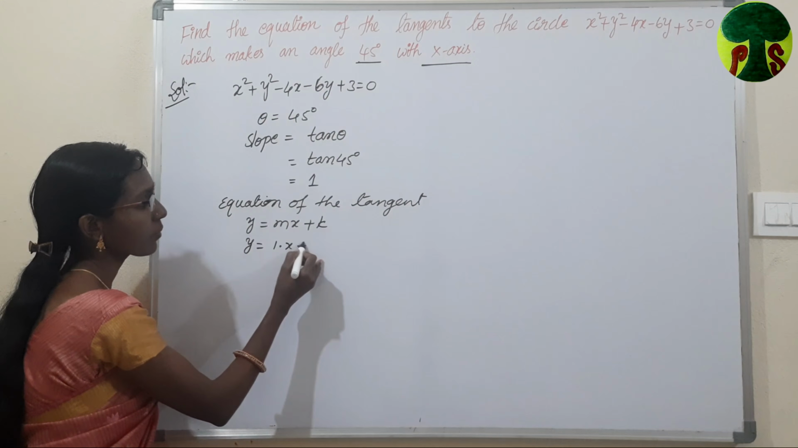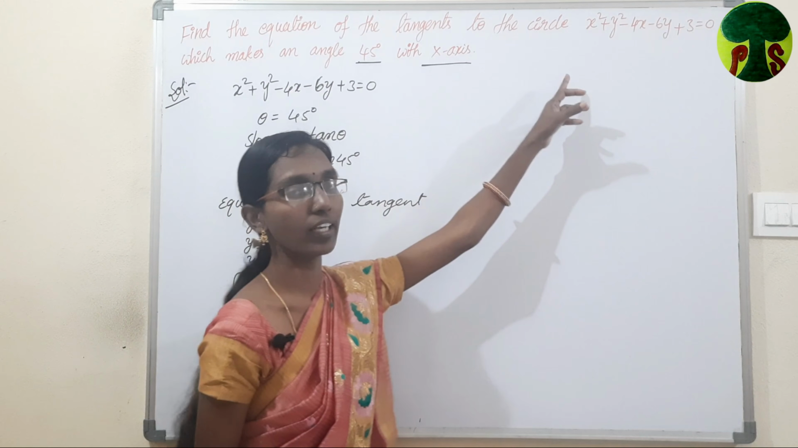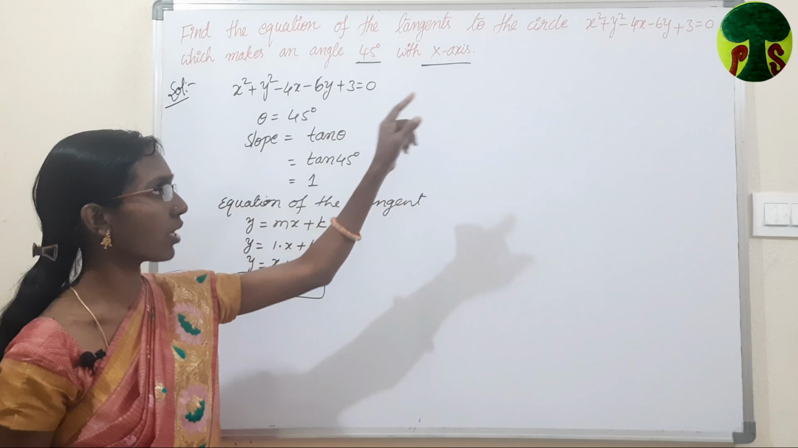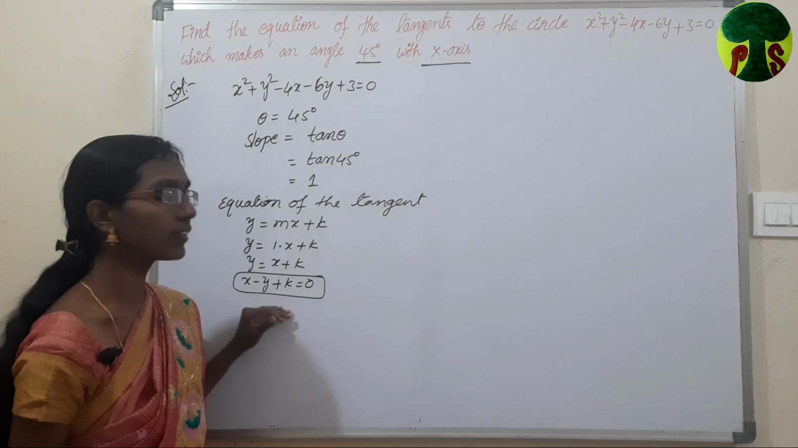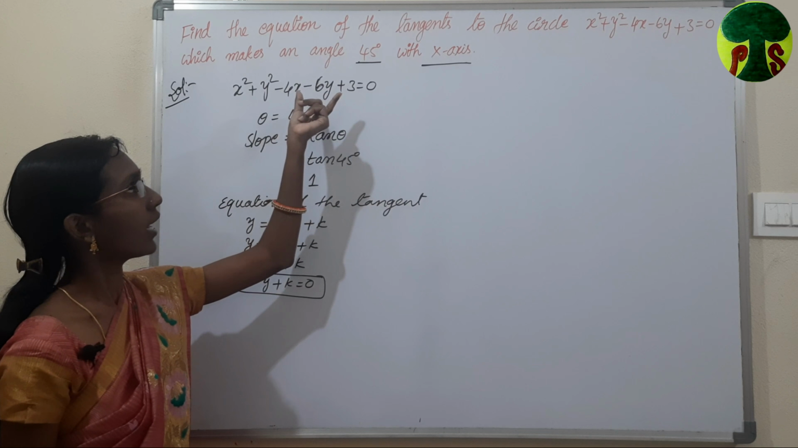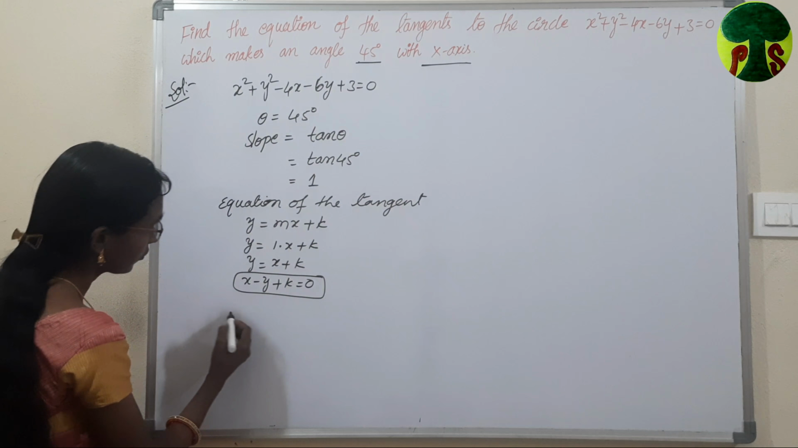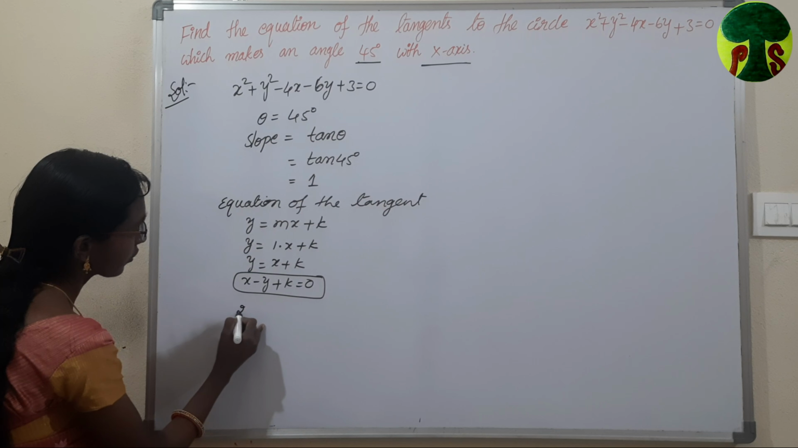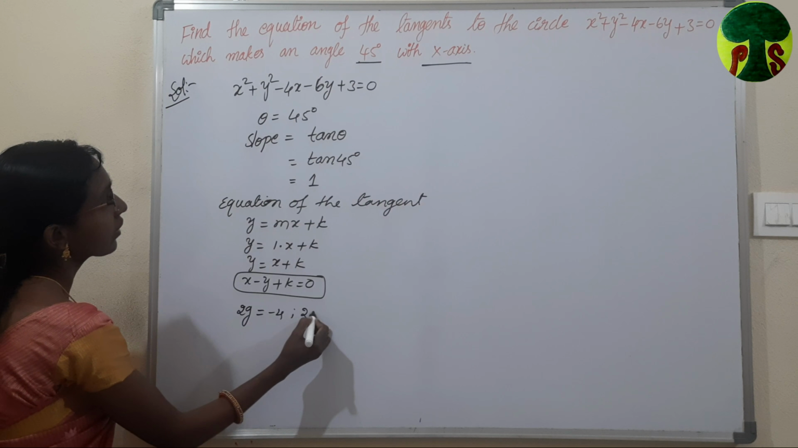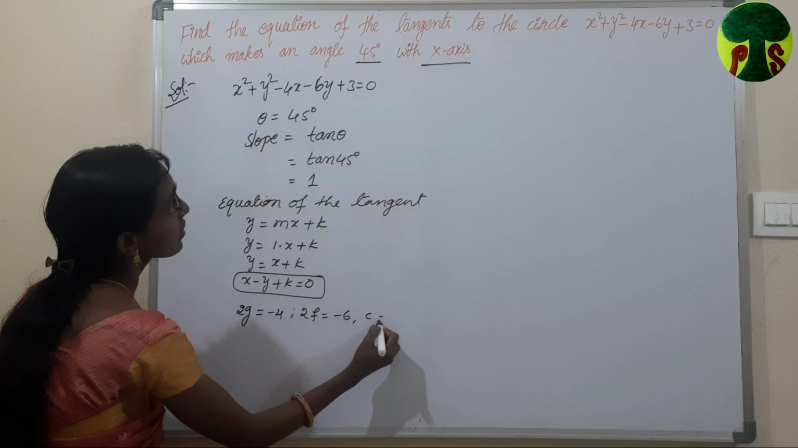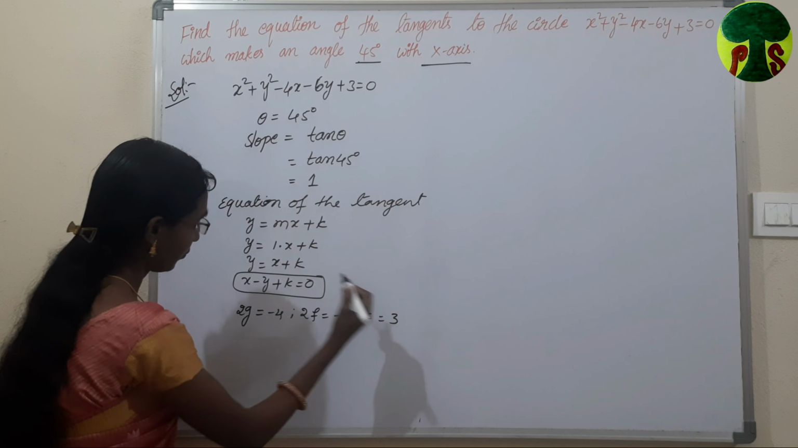But here we don't know the value of k. We have to find the value of k. This is a tangent to this circle, which means that the perpendicular distance from the center of the circle to this line should be equal to the radius. So first we have to find the radius of the circle as well as the center of the circle. So we have to compare the given equation of the circle with the general form of the circle. So 2g is equal to minus 4 and 2f is equal to minus 6 and c is equal to 3. 2 1s are 2, 2 2s are 4, so the value of g is minus 2, and 2 3s are 6, so the value of f is equal to minus 3.